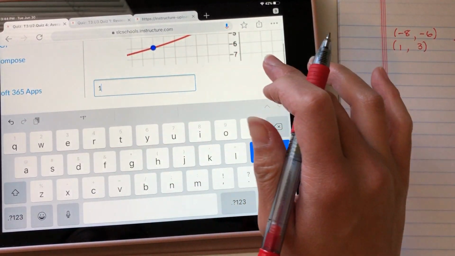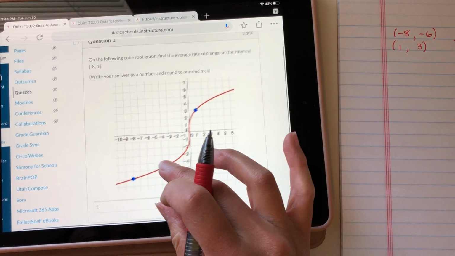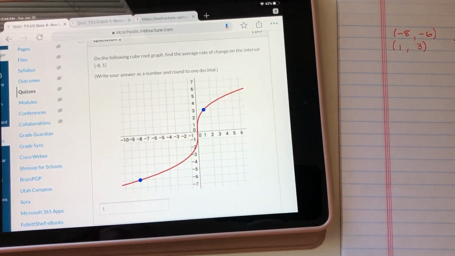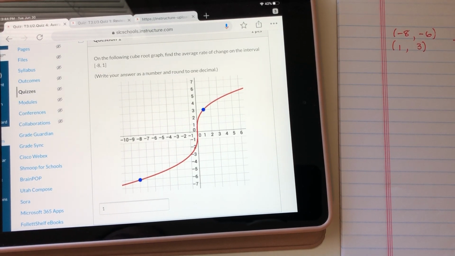Now, if this were a decimal, I would want to make sure I read the instructions. It says round to 1 decimal place. So I want to make sure I round correctly. But since this doesn't have a decimal, you don't need to round.